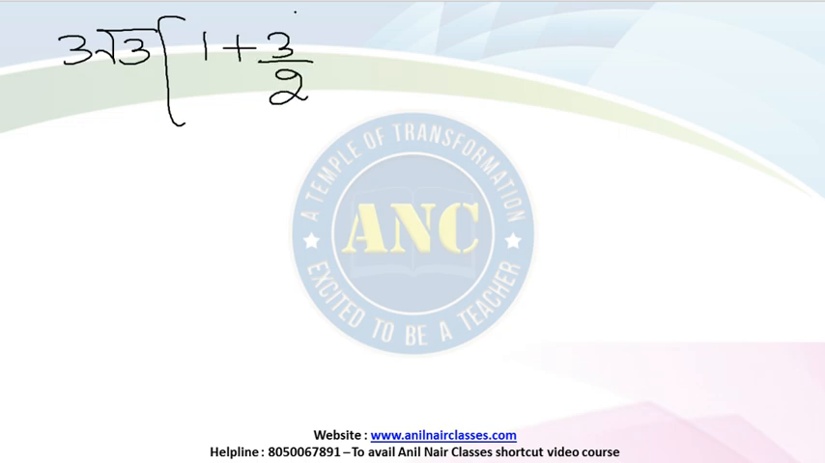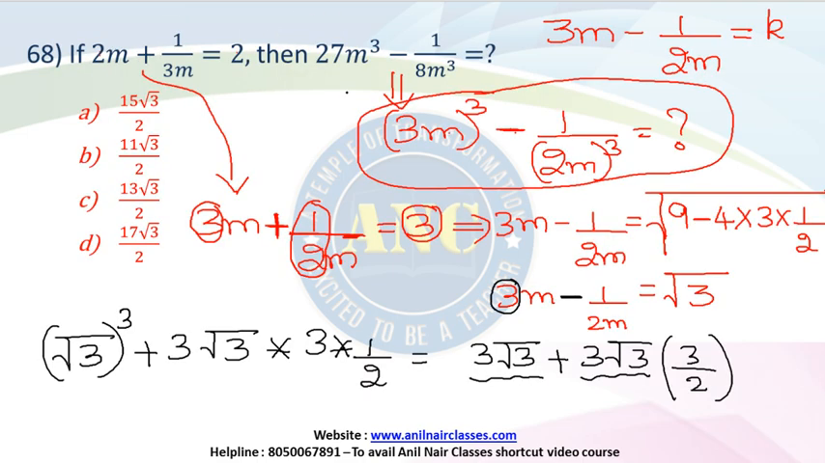So your final answer is 5 by 2 multiplied by 3 root 3. 5 by 2 into 3 root 3 is 15 root 3 by 2. Final answer for this question is 15 root 3 by 2, which is nothing but option A. I hope the idea is very clear, sir. Final answer is 15 root 3 divided by 2.